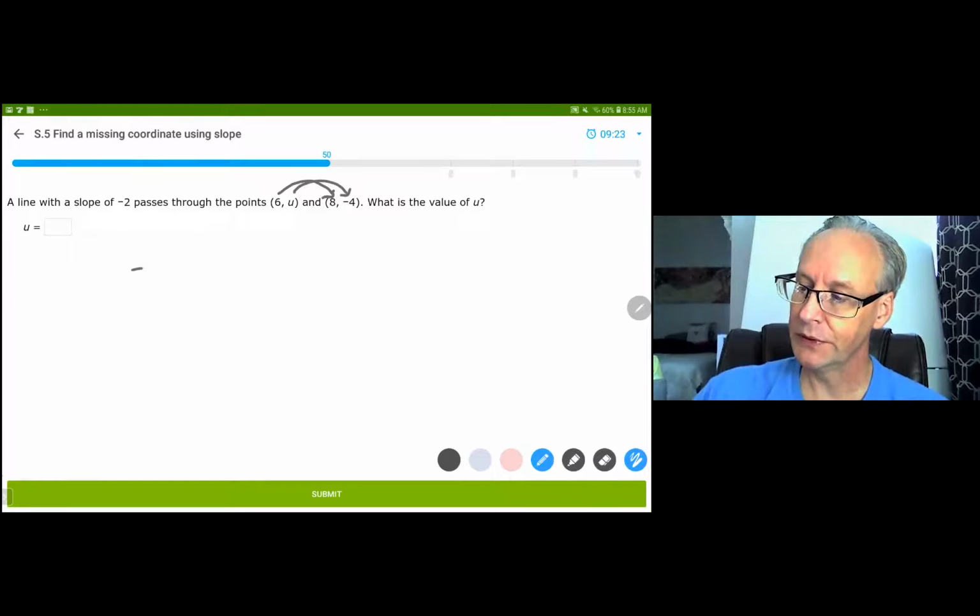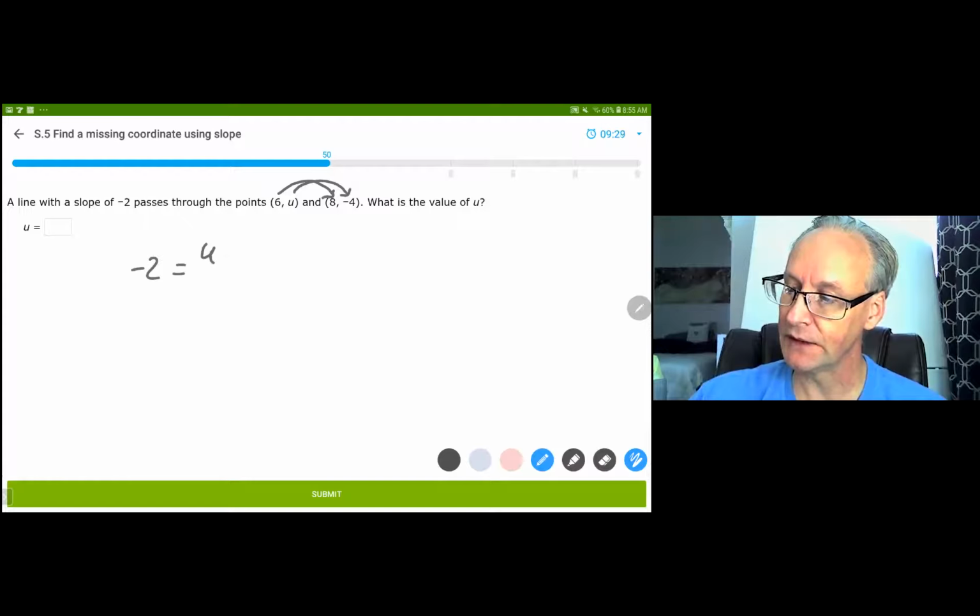The slope is equal to the change in y, which is u plus 4. Notice that I had a double negative there. If you need to write it all out, please do. And if you don't know what 6 minus 8 is, write it out. You know, hopefully you're not going to use a calculator.